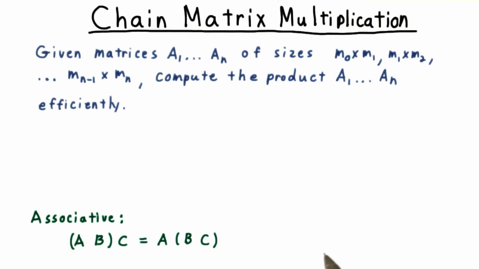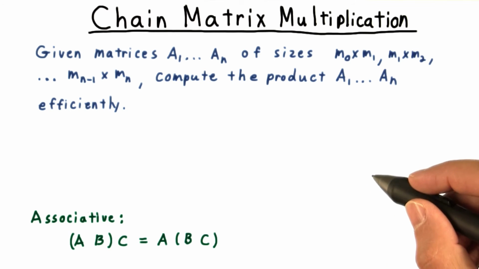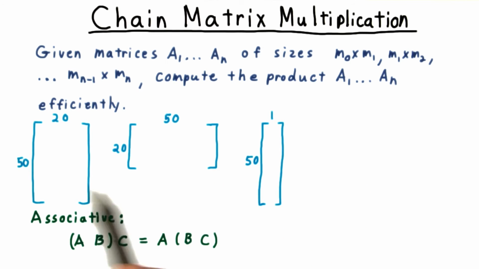Next, recall that matrix multiplication is associative. Thus, as far as the answer goes, it doesn't matter whether I multiply A and B first, and then multiply that product by C, or if I multiply B and C first, and then multiply that product by A. The product of all these three will be the same, but the number of operations may not be. Let's see this with an example. We'll take matrices with these dimensions here and count the number of multiplications using both these strategies.